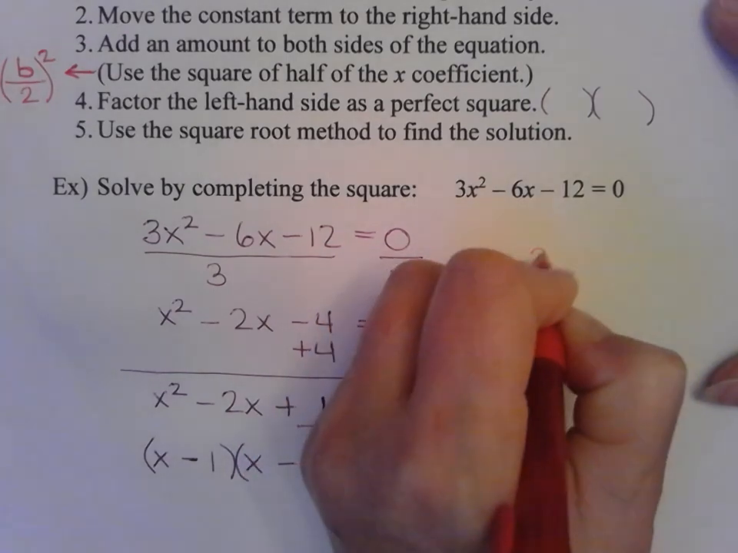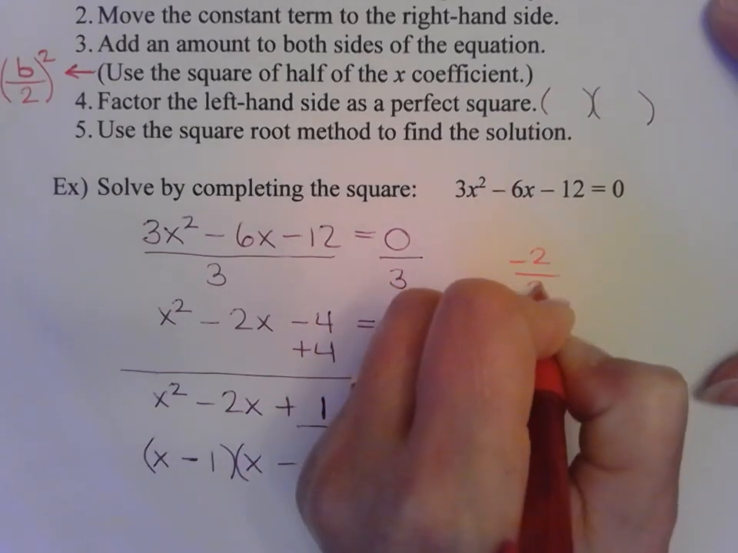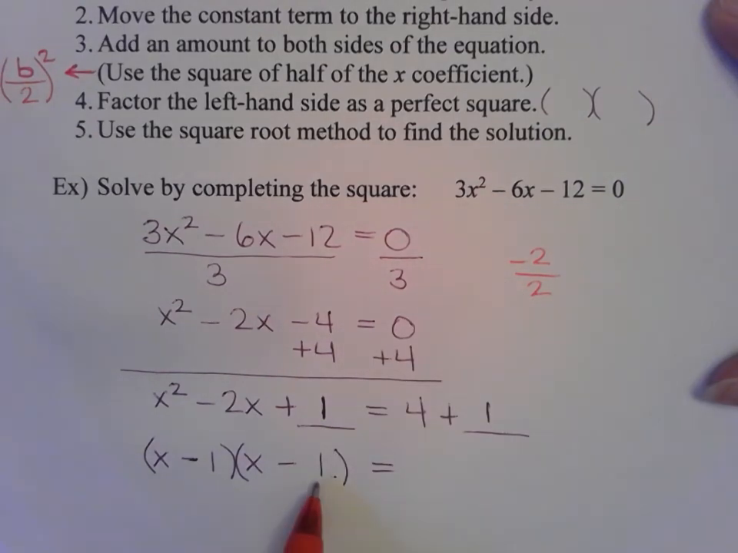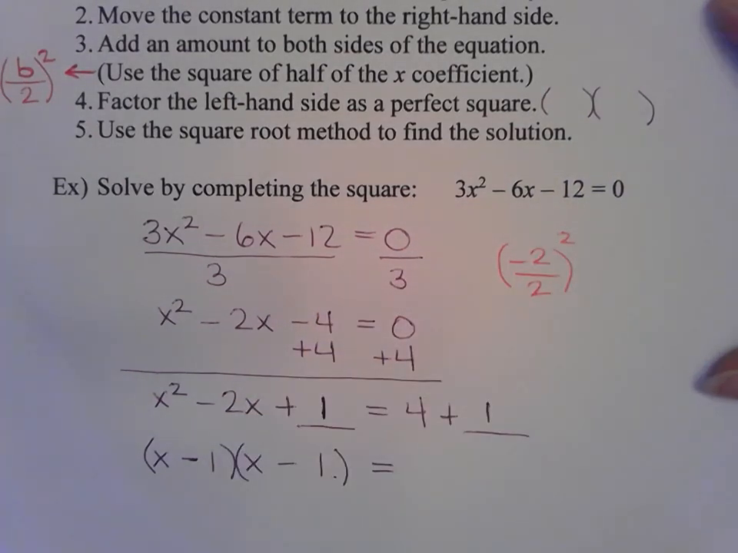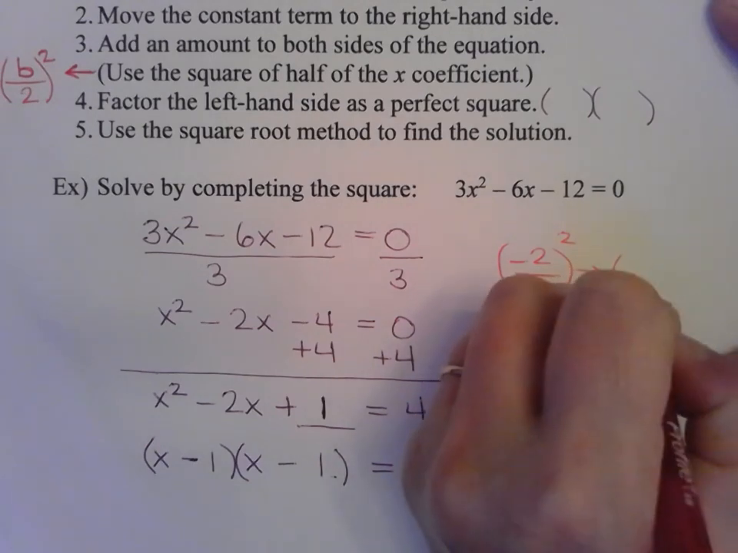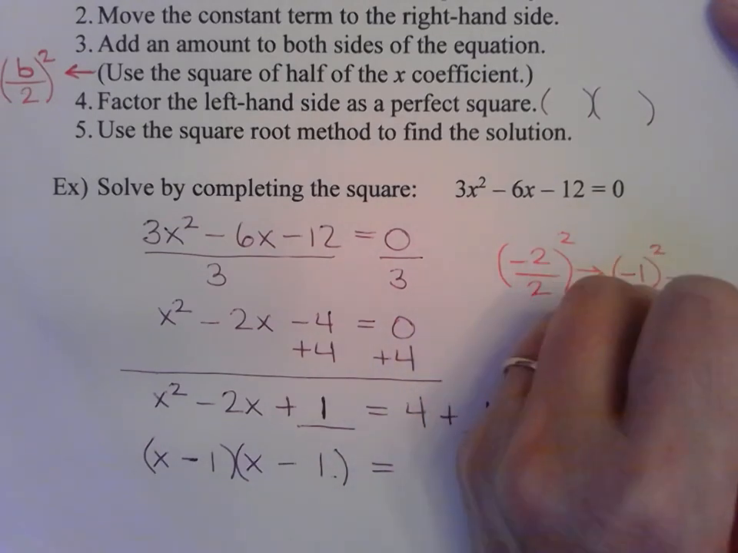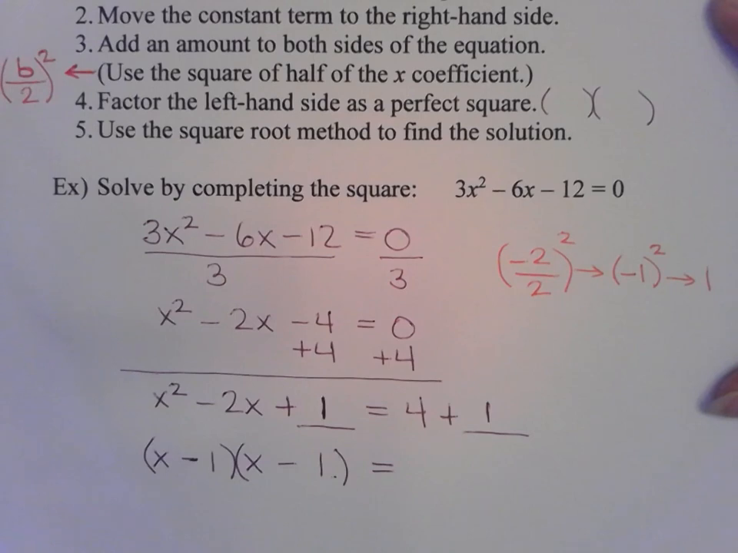So -2, we're going to divide it by 2, which is pretty much what we did when we came up with these two -1s, okay? And then we're going to square it, which is what we did when we FOILed the last times the last to get this. So it's really not any different, it's just written in a different way. So -2 divided by 2 would be -1 squared, which would be 1. And that's the number that we added to both sides.